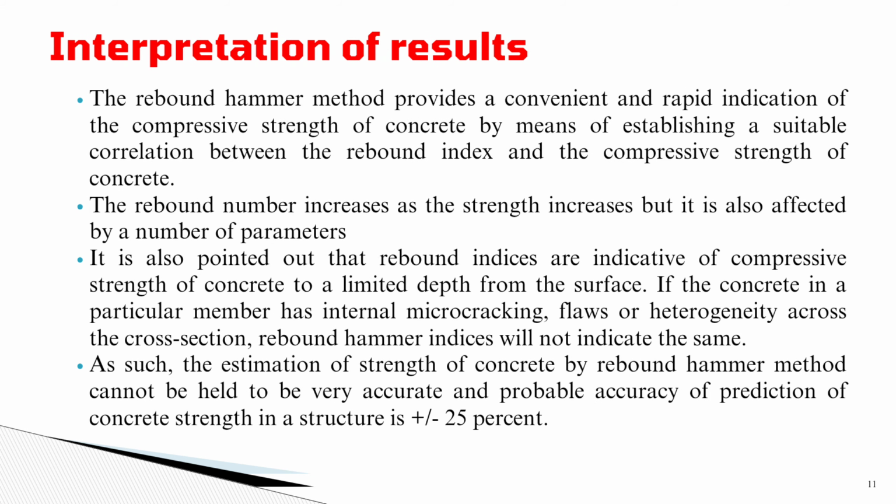Now, interpretation of results. The rebound hammer method provides a convenient and rapid indication of the compressive strength of concrete by establishing a suitable correlation between the rebound index and compressive strength of concrete. The rebound number increases as the strength increases, but it is also affected by a number of parameters which we have explained before. It is also pointed out that rebound indices are indicative of compressive strength of concrete to a limited depth from the surface. If the concrete in a particular member has internal microcracking, flaws or heterogeneity across the cross section, rebound hammer indices will not indicate the same.